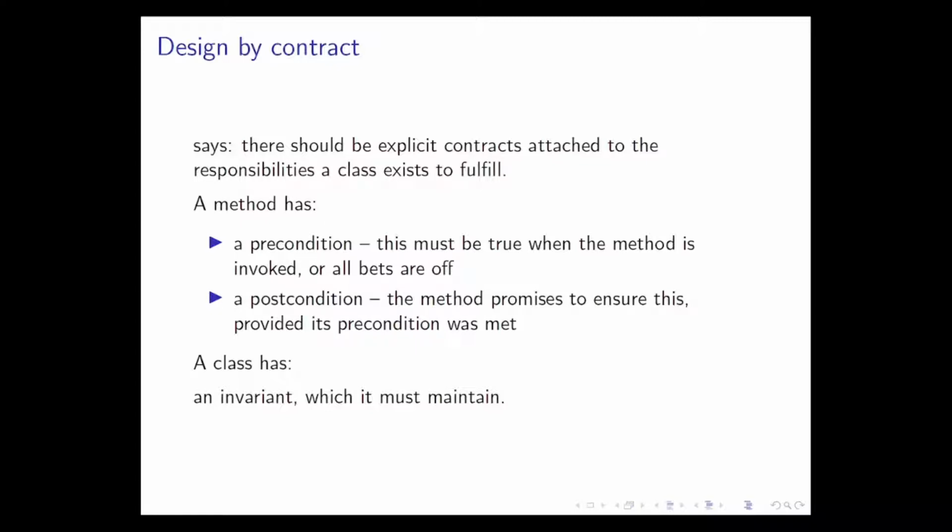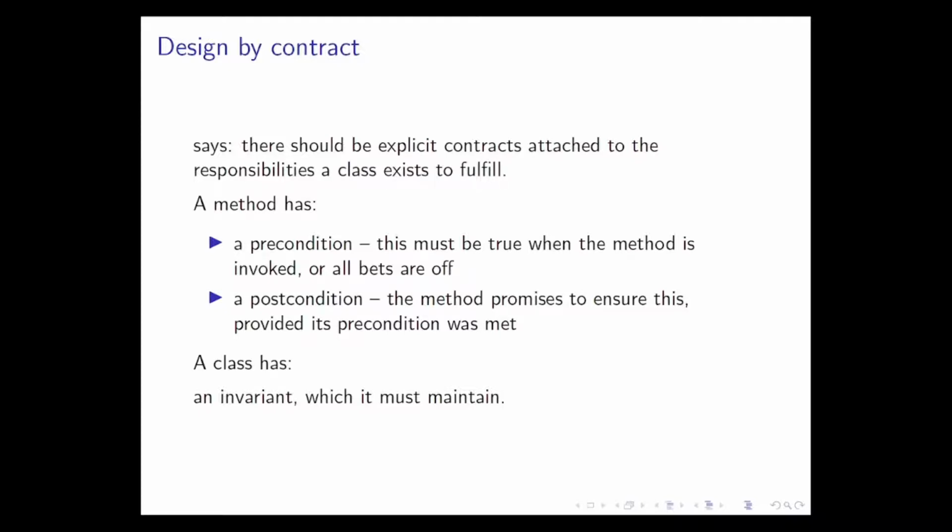So we've said here that if the precondition fails, all bets are off. Okay, you can't blame the writer of a method for how that method behaves if the method's precondition was violated. The postcondition is what the writer of the method has to ensure. So the method promises to ensure that the postcondition holds, provided, of course, that its precondition was met. So the precondition are the rights, the things that the method writer can assume, and the postcondition are the obligations, the things that the method writer is obliged to ensure.